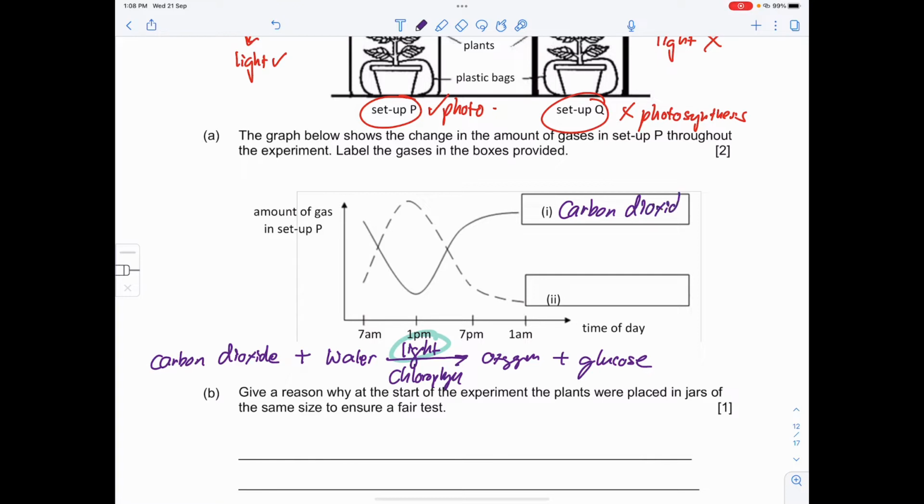Because your stomata would open the biggest to take in the most amount of carbon dioxide for maximum photosynthesis. And the opposite is true for your oxygen. Why? Because when you photosynthesize, oxygen will be produced. So at 1 p.m., when you have the most amount of light, you also have max photosynthesis. When there's max photosynthesis, you would actually get the most amount of oxygen. So that's how you use your word equation to help you and remind you.